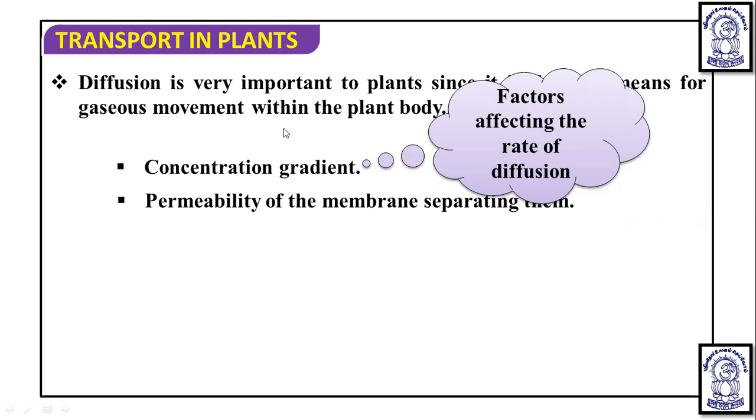Then the permeability of the membrane separating them. The rate of diffusion is directly proportional to the permeability of the membrane. If permeability of the membrane is more, diffusion will be easy or faster. Same with temperature. If you increase the temperature, the kinetic energy of the diffusing particles will increase, and ultimately it will lead to an increase in the rate of diffusion.